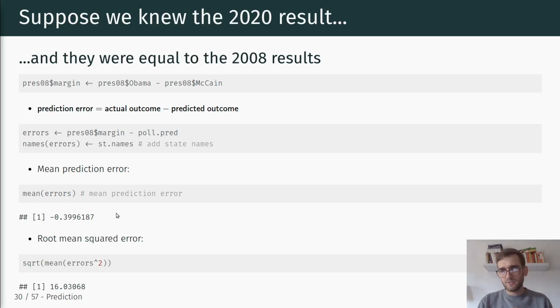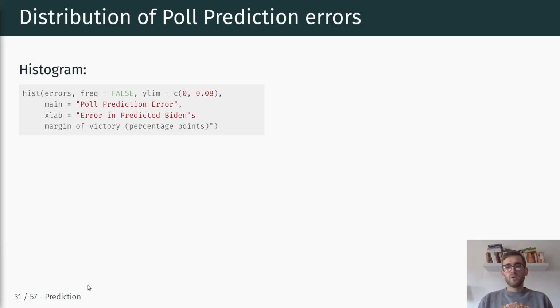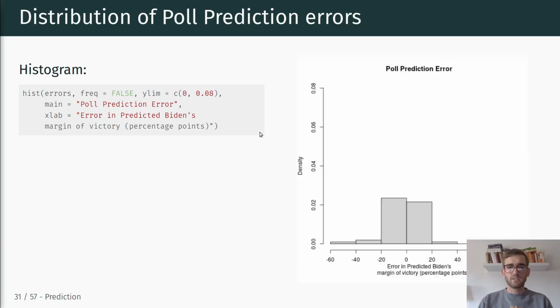And so that means, of course, while the average prediction is not so biased, when we average it across all states, the bias doesn't seem to be any strong bias, but there is quite some deviation between states. The average deviation is 16 percentage points. That's quite large, right? So if we want to examine the distribution of poll prediction errors, one way to do that would be to look at a histogram of these errors. And this is just a command to create this histogram.